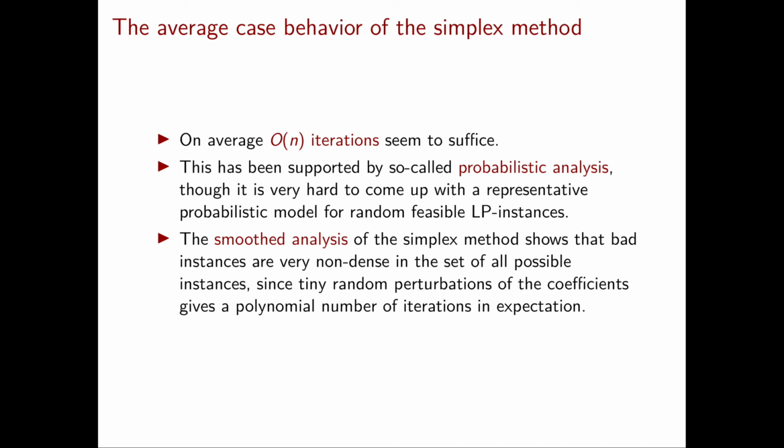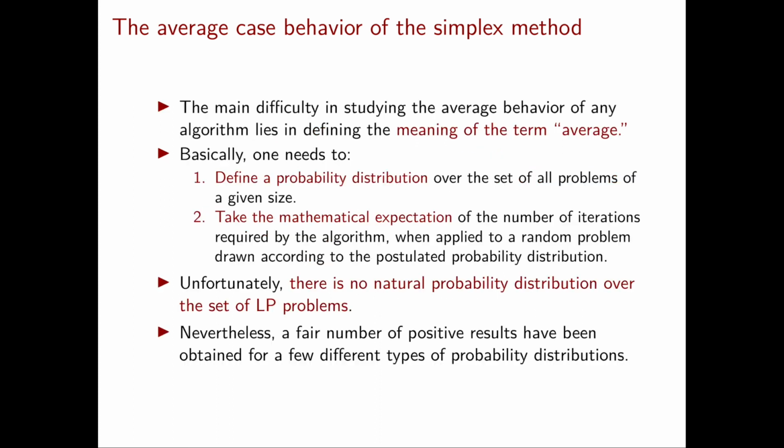Essentially, the smoothed analysis of the simplex method proves that instances that require an exponential number of iterations are very non-dense in the set of all the possible instances. And this is because a very small random perturbation of the coefficients of a linear programming problem gives rise to just a polynomial number of iterations in expectation. Now, these are very deep results, and I'm not going to go into any detail in discussing them. What I want to discuss, however, is the main difficulty in studying this average behavior of the simplex method.